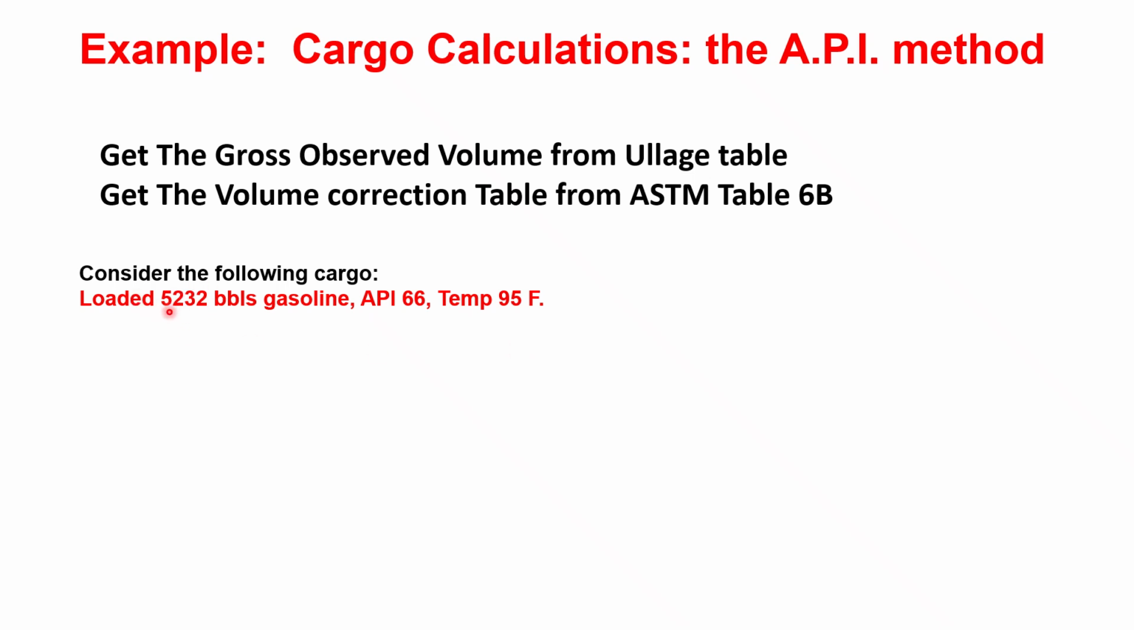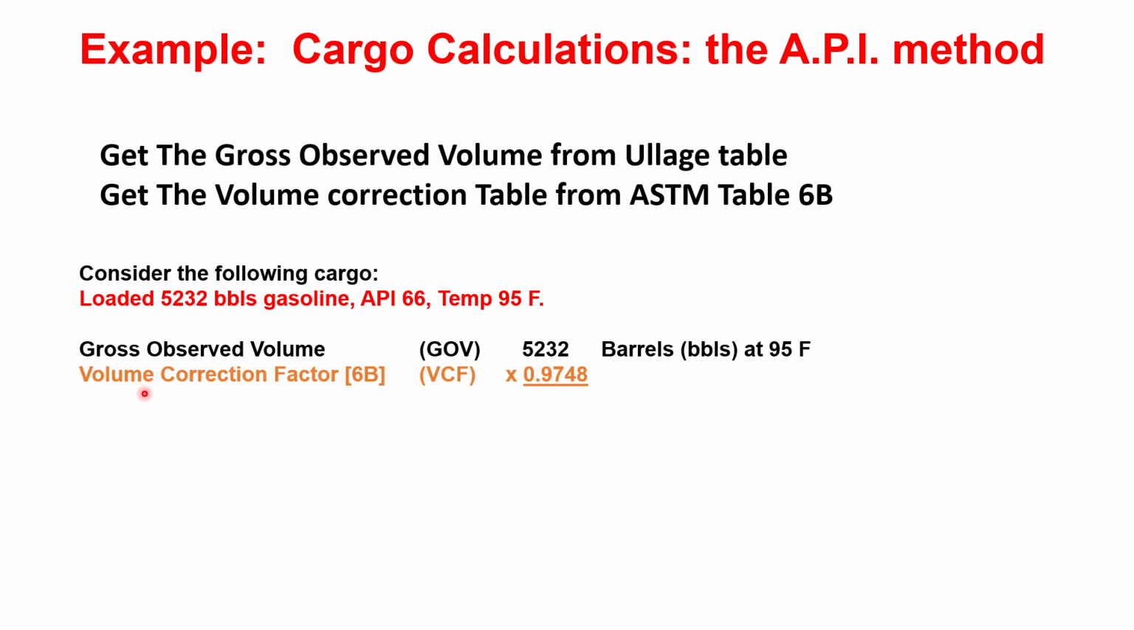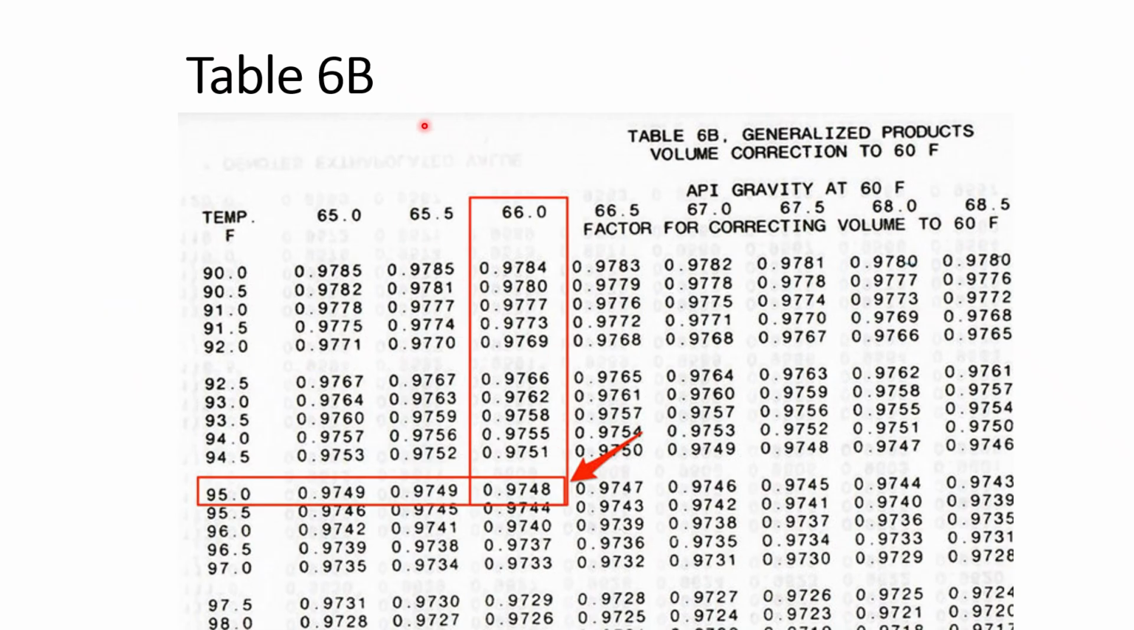And you have got this volume from your ullage table in barrels, right? So you have got 5232 barrels at 95 degrees Fahrenheit, because this 95 is your loading temperature. Now you get the volume correction factor for 95 degrees Fahrenheit, and you get 0.9748. How do you get it? Let us go to Table 6B.